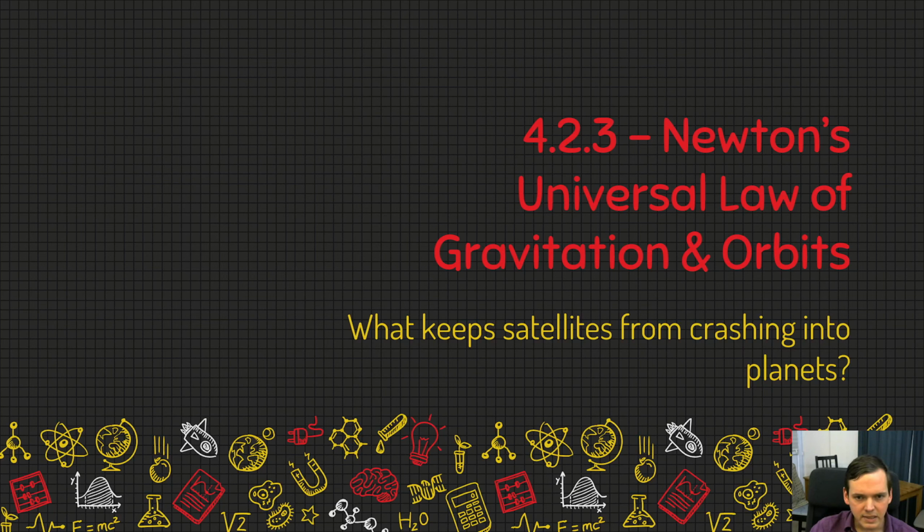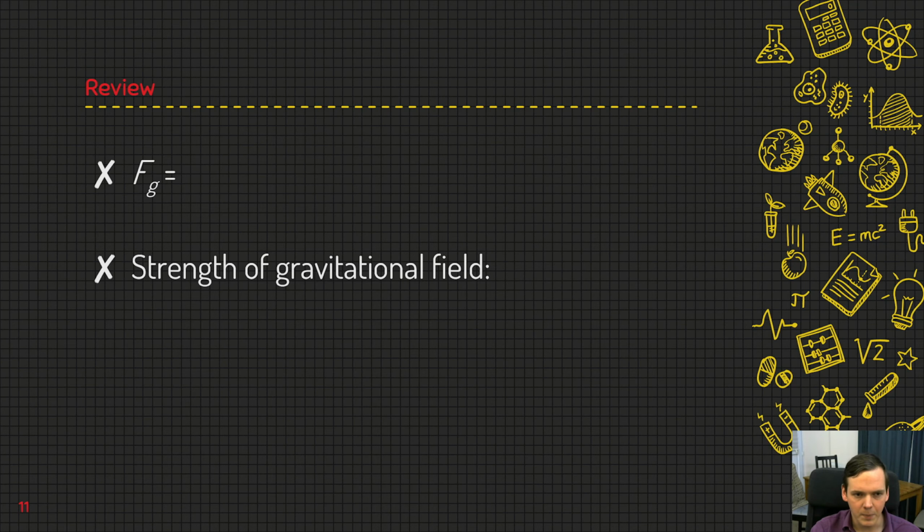The last big idea we want to look at in our overview notes for this unit is Newton's universal law of gravitation and that connection to orbits. This is a big thing with circular motion that we want to start looking at.